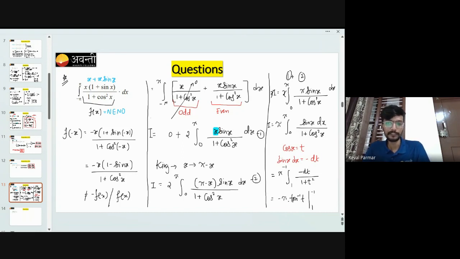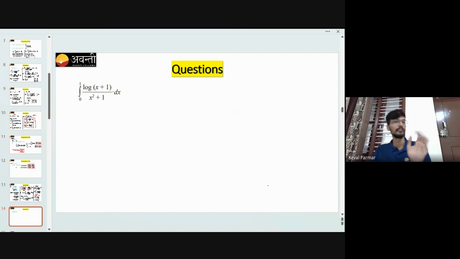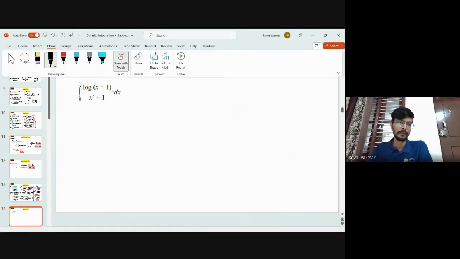It was a very good question. First, we used the even odd property by separating, and then we used King to get rid of x. So these are questions which have come in previous year papers. So that's why we are discussing. Let's look at the next one. This is also a very good question.